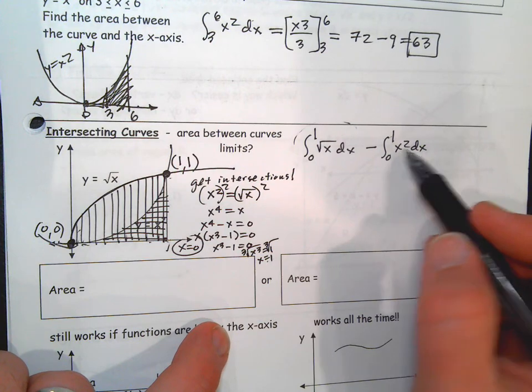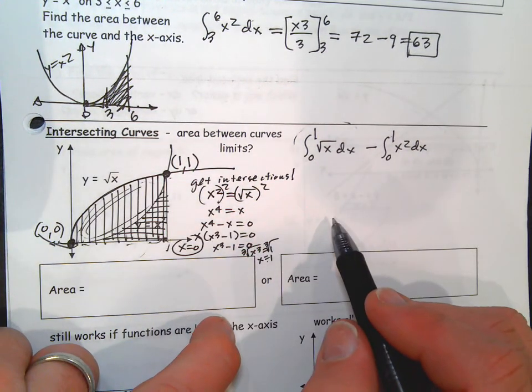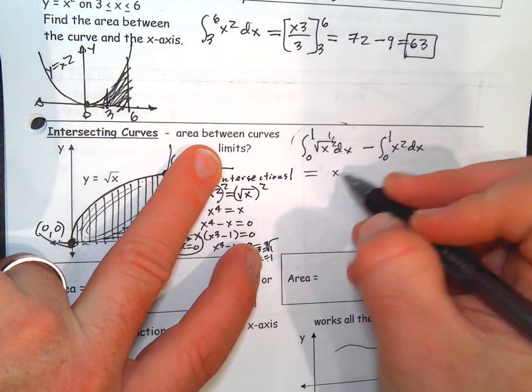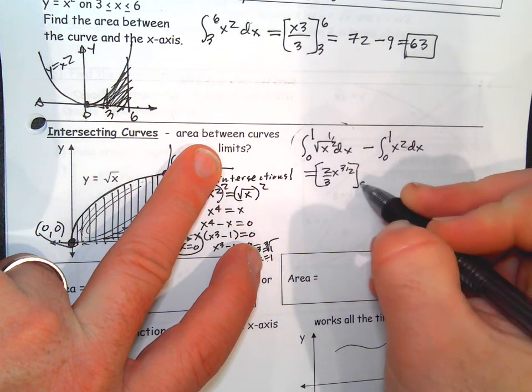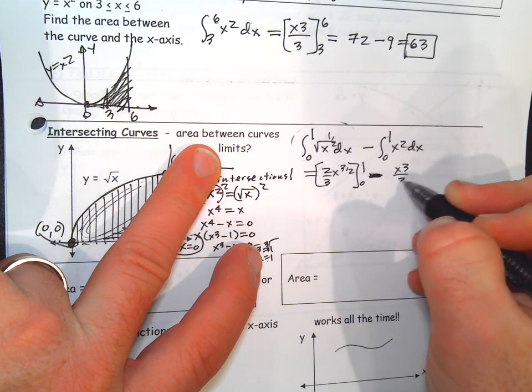And then if we subtract this from the whole thing, we should get what's left inside in between. So that's how we're going to do it. This is x to the 1/2 power. So this is x to the 3/2. Divide by the new exponent. 0 to 1. So this is going to be x cubed over 3.